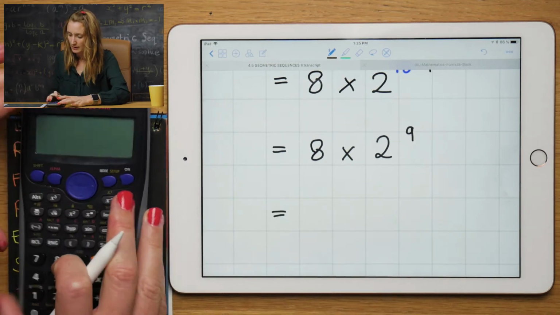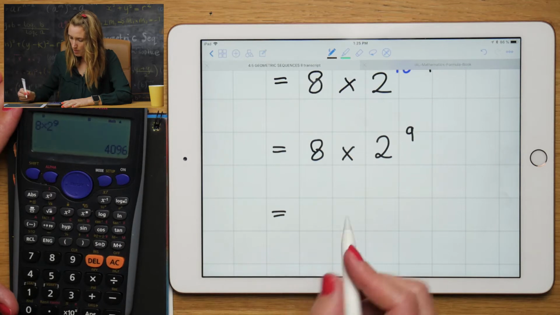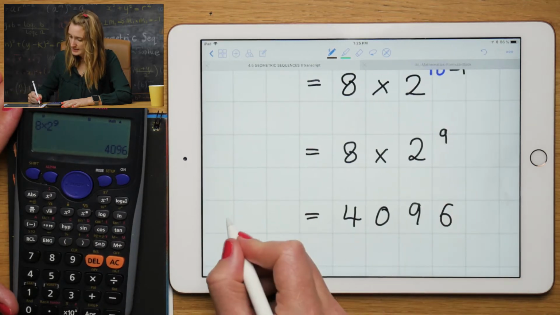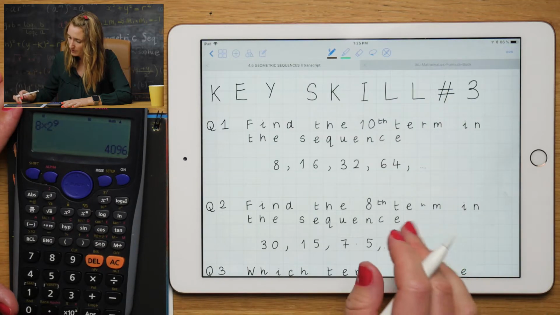And I'm going to take my calculator and type that in. 4096 is the 10th term. So here as well I have a 10 to show I found the 10th term.